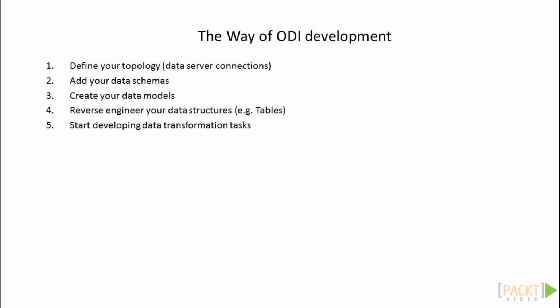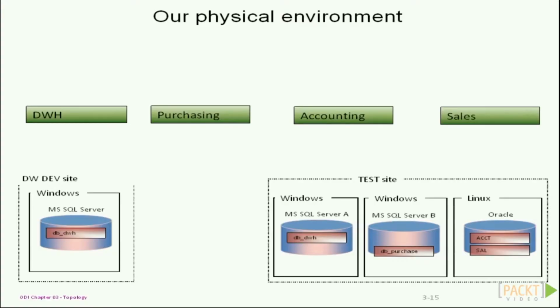Now, as an example, let's assume we have the following physical landscape. We have two sites, one site containing development data, the other one containing test data. Spread over both of them are four different sources: data warehouse data, purchasing data, accounting data, and sales data. Data warehouse and purchase data are stored on the Microsoft SQL Server, while sales data and accounting data is partly stored on an Oracle database.